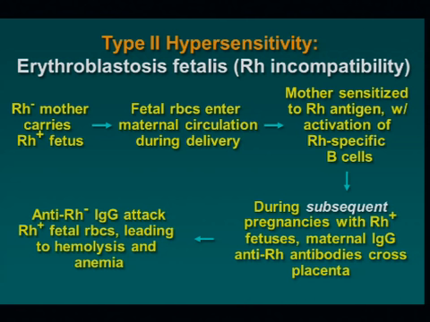Now, nothing happens to the first baby. The problem is that if you have a second or subsequent Rh positive child, these antibodies, which tend to be of the IgG isotype, can cross the placenta. They're designed to. This is how you get maternal immunity before you're born. They cross the placenta and attack the Rh positive baby's red blood cells.